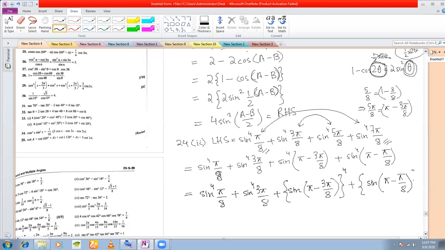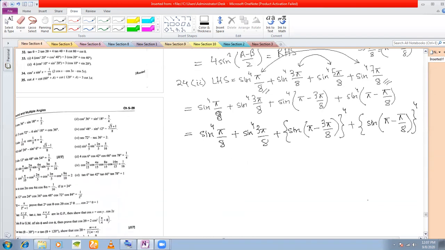And this here means to the power 4. Do you agree? Yes, sir. So now you tell me which quadrant. Have you done quadrants, negative and associated angles? Have you revised? Pi minus 3 pi by 8 is in which quadrant?